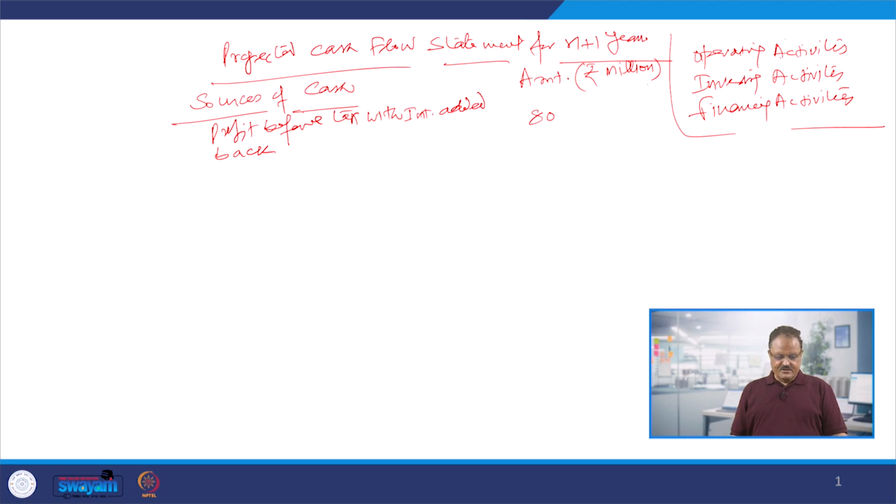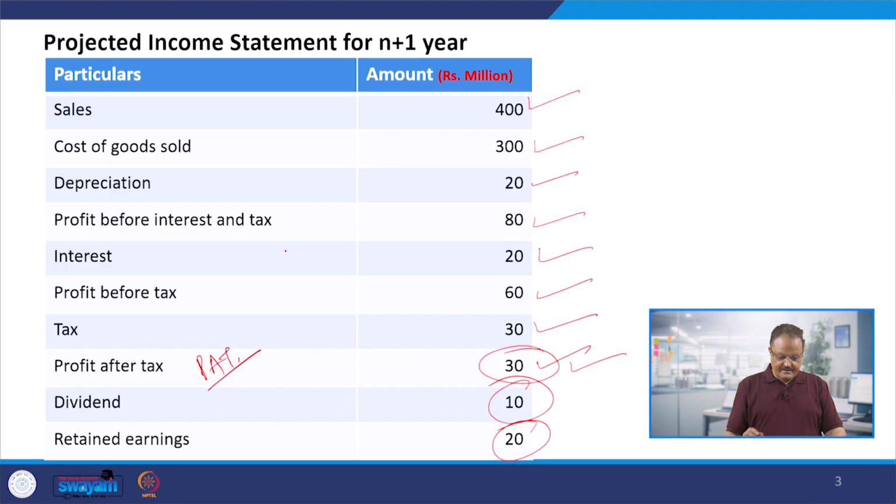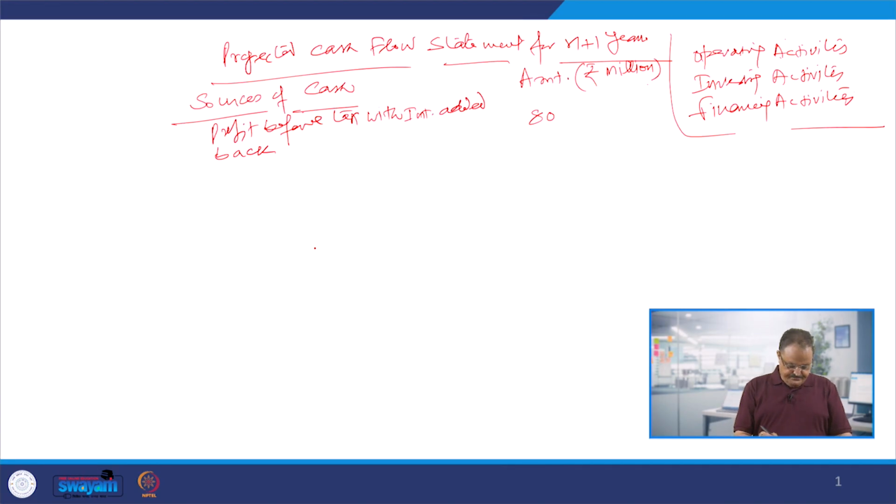So, we will start with this cash flow statement, we will start with profit before tax with interest added back, and this is 80. Where have we taken the 80 from? This 80 has come from this information, the profit before interest and tax, 80 million rupees. So, we have taken this from the income statement. This is our requirement. The next item we are going to add is depreciation.